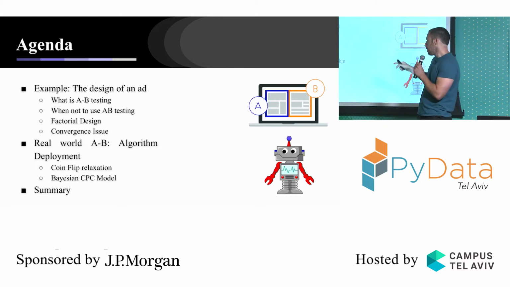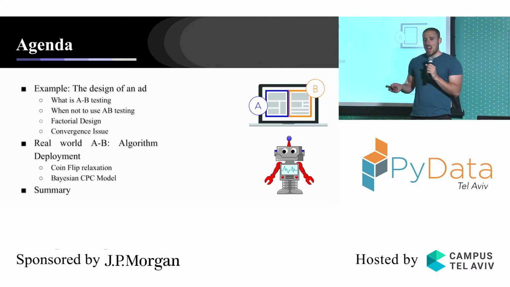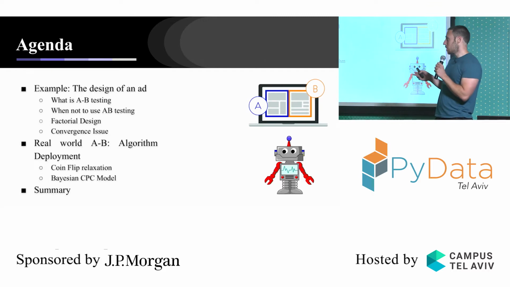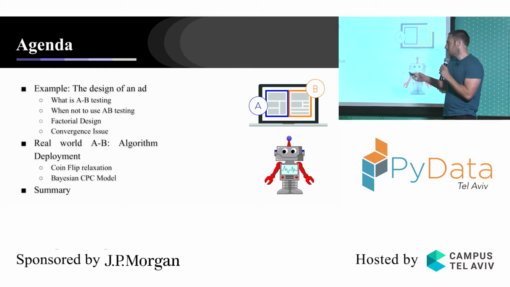So this is our agenda for today. We're going to talk about what A/B testing is, what A/B testing is not, and how you can solve other problems with different experiment designs, such as factorial design. We are going to talk about what I think is the most major issue when dealing with A/B testing, which is the convergence rate. Then we're going to talk about real-time A/B testing as CI/CD, which was mentioned in the first lecture, deployment, and some hacks to make A/B testing converge faster, the coin-flip relaxation. And then we'll finish with what I think is the most complicated thing here, the Bayesian CPC, cost per click model.